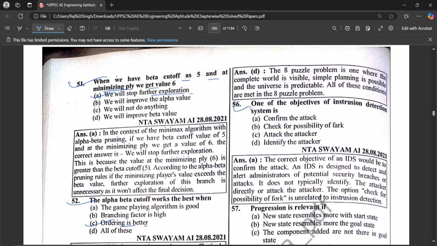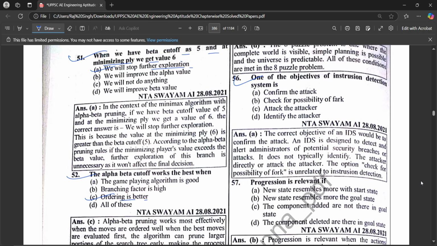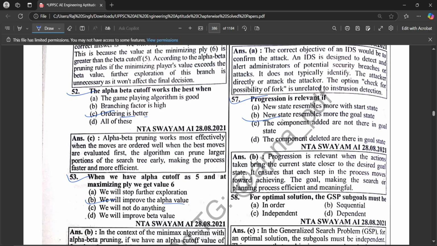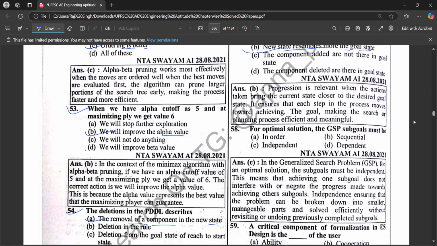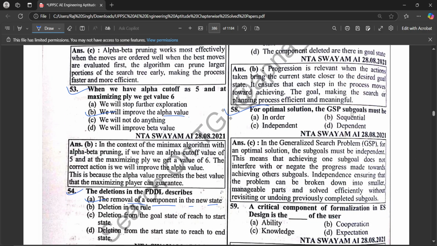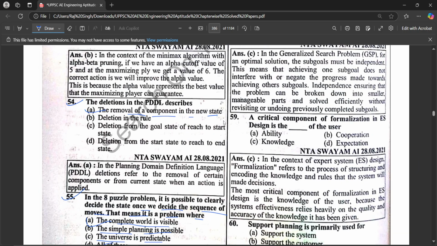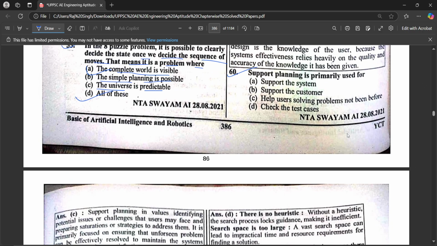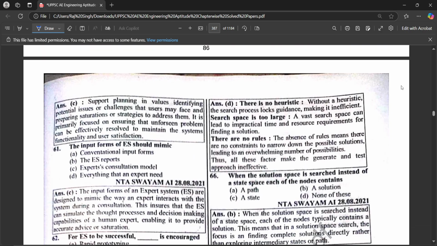Next question. One of the objectives of an intrusion detection system is to confirm that progression is equivalent if the new state assembles more than the global state. For an optimal solution in GSP, subgoals must be independent. A critical component of formalization in ES design is dash of the user business knowledge. Support planning is primarily used to help the user solve a problem not seen before.